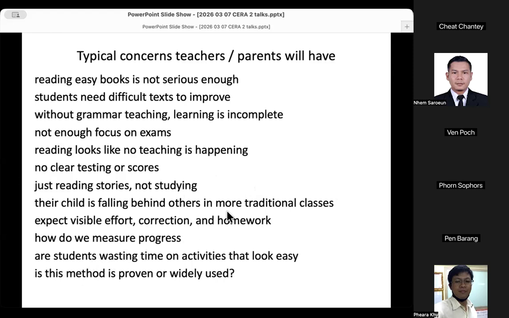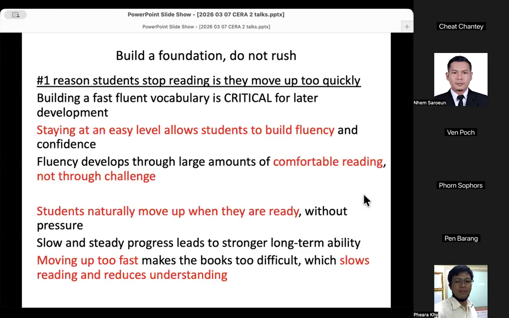So these worries people have about extensive reading are reasons that many teachers don't do extensive reading. And there are answers to all of these. All of these worries are unfounded. You don't need to think this way. But this is the traditional way that many, many people who are new to extensive reading would think about extensive reading. They think, oh, it's not serious.